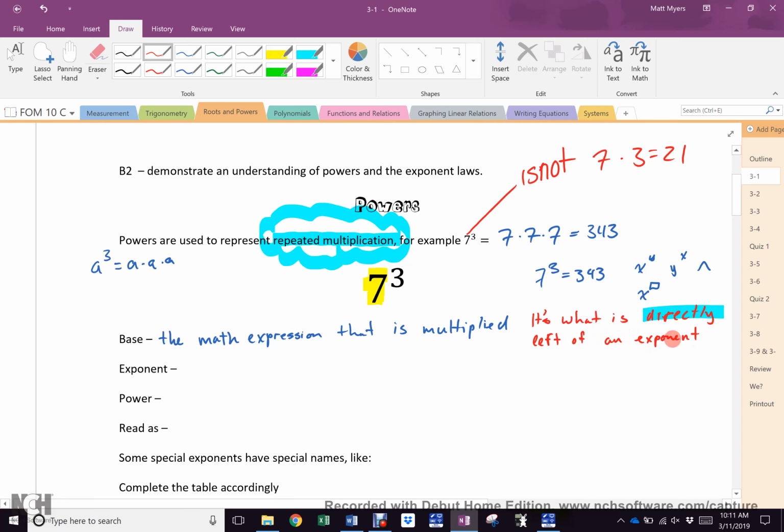Now, I know you're not supposed to use the definition of a word you've got to define, but I'm doing it on purpose because you read this in order. The next thing you would read would be exponent. And what would the exponent be here? That's the 3. Now, the exponent is the number of repeated multiplications.